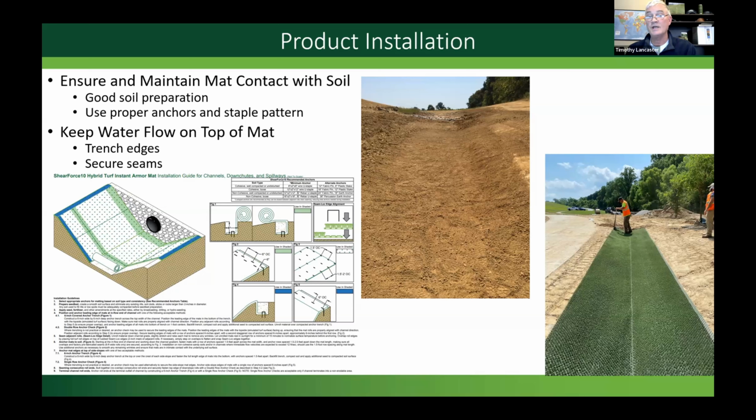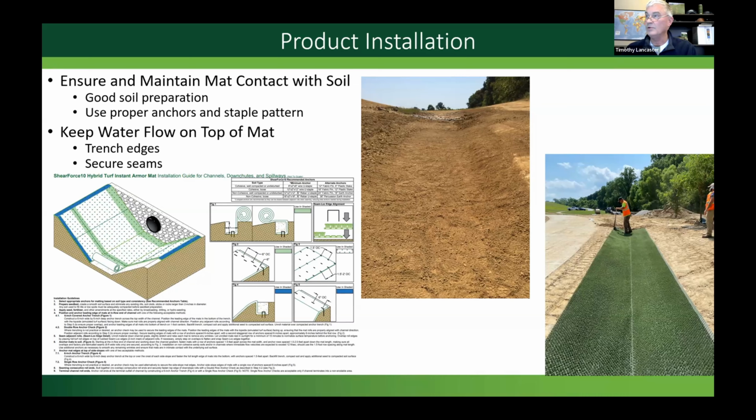And then you also want to keep water flow on top of the mat, which typically means trenching in the edges, making sure whatever water is coming from around the area is going to flow over the top of the mat and not undercut it or start rilling soil above it or around the mat, and that rill undercuts the mat along the edges. And also securing the seams between adjacent rolls of material.